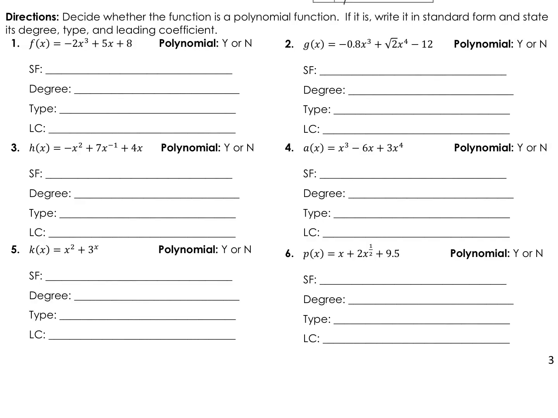Okay, let's look at this one. You need to see if there's anything weird going on with the exponents. Negative 2x to the third plus 5x plus 8. Anything weird? Nah. So it's a polynomial. In standard form, we want the exponents to go highest to lowest. It is already in that form, right? So we're just going to copy it down. The standard form of it looks the same as what we have here.